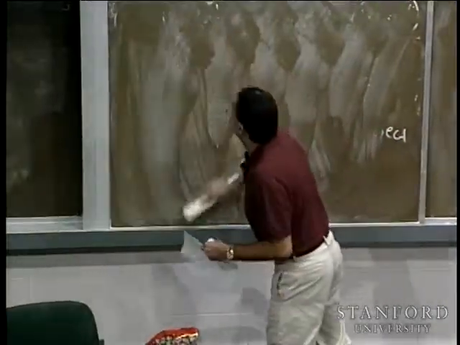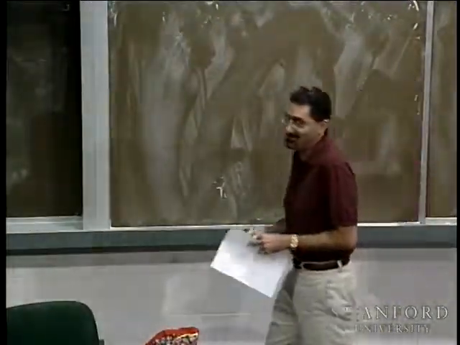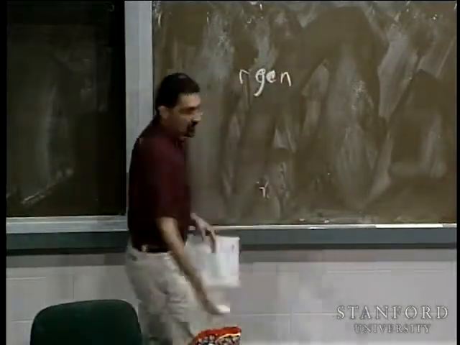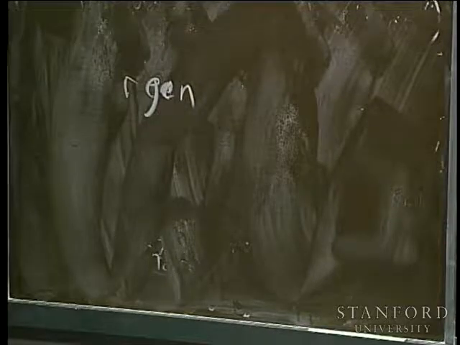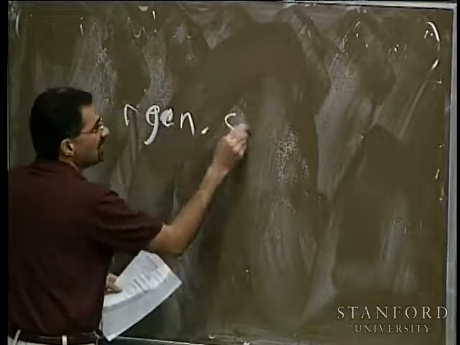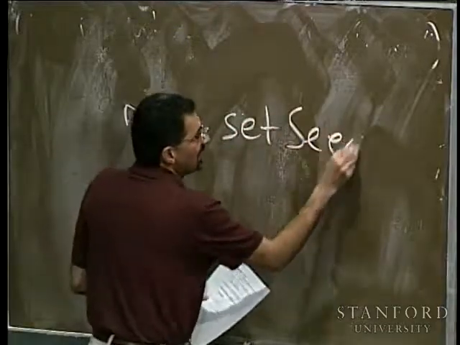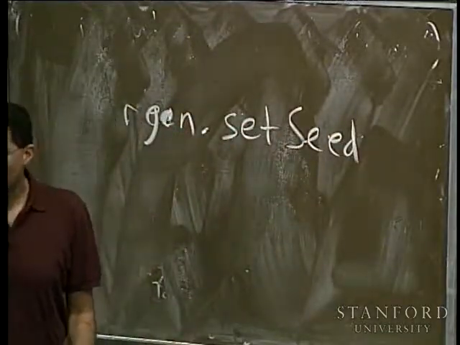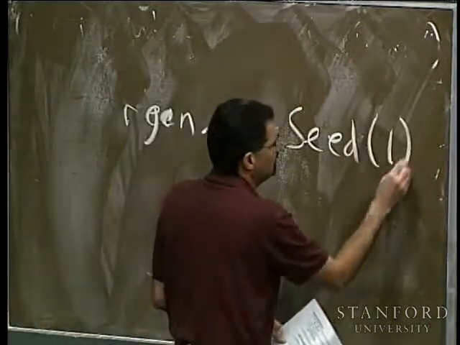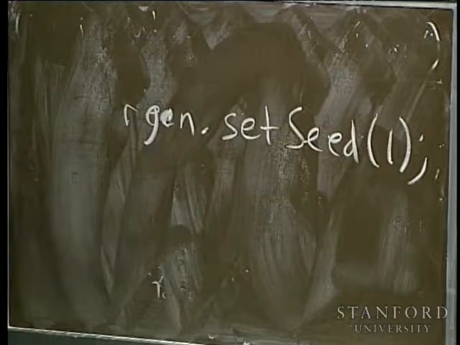It's extremely complicated. Actually, not at all. If I had rgen, which is my random number generator, this is my instance variable, I say dot set seed, and I give it the value of the seed. A real fun seed to use, by the way, in case you have difficulty coming up with a seed, is 1. Okay? So set seed equal to 1.